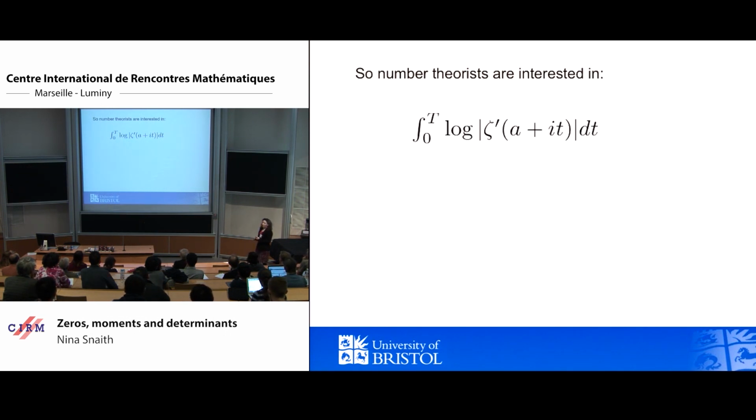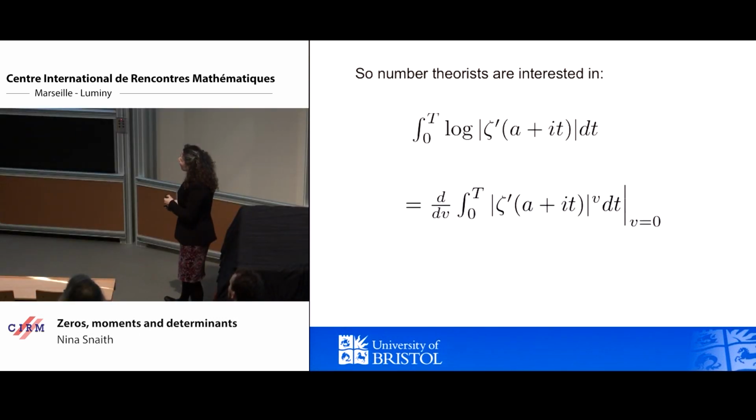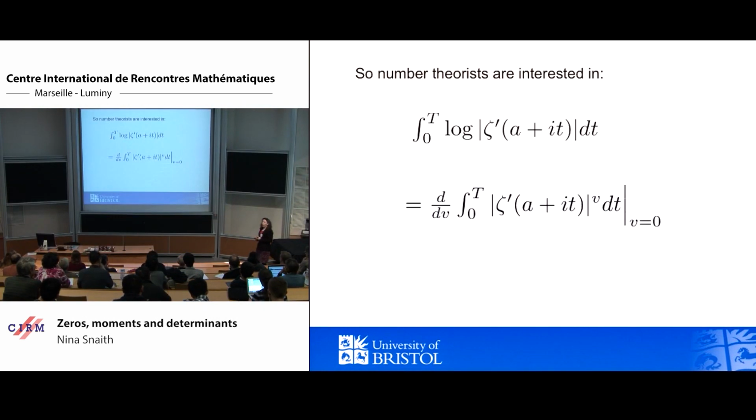This is a hard thing to calculate, and so maybe you could get this average of the log by taking averages of the absolute value of the derivative of zeta, raised to some power, like a non-integer power. Then maybe you could differentiate with respect to that power and set the power equal to 0, and then you could get your log moment. Right? So these are the kind of calculations that number theorists would like to do in order to approach the problem of the Riemann hypothesis.